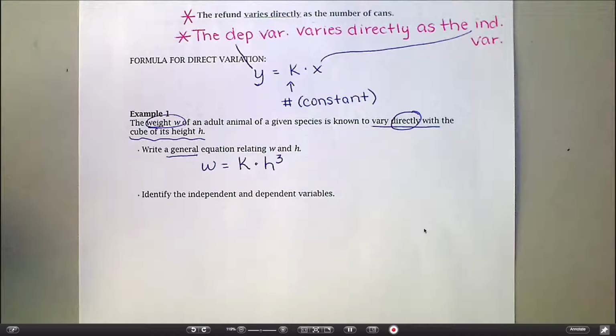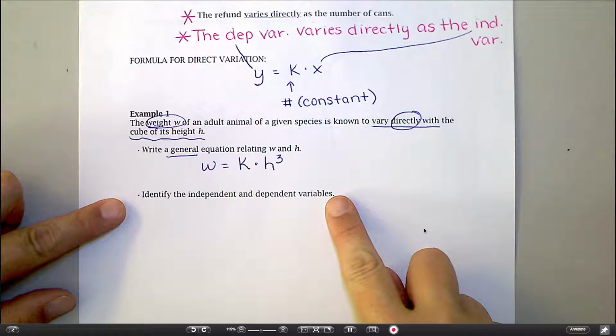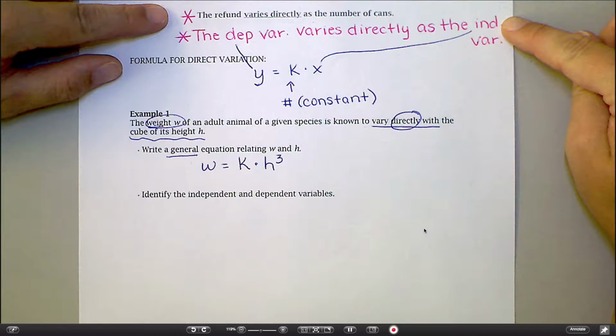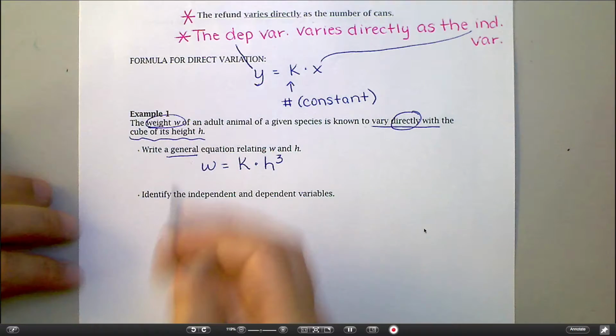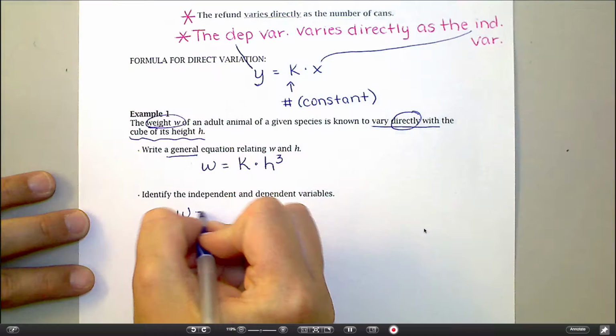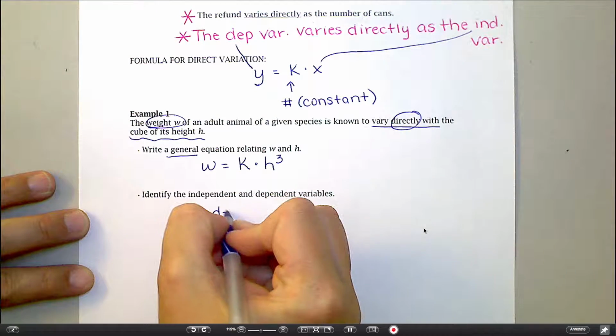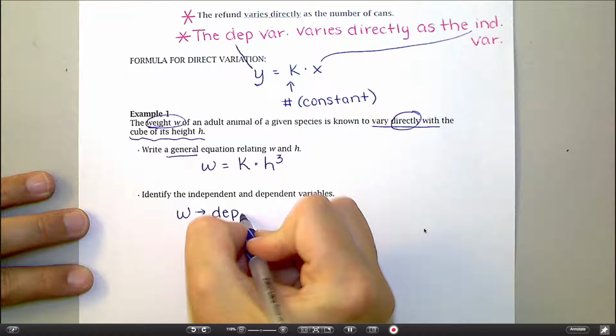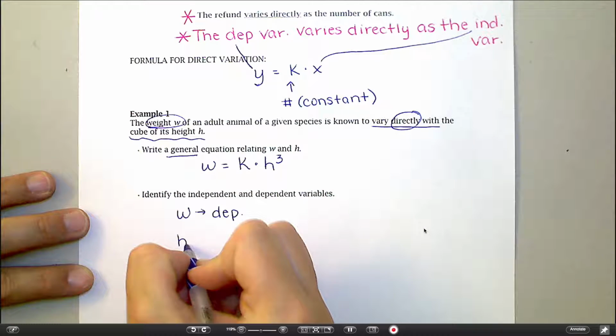Okay. And then it says identify the independent and dependent variables. Well, if we compare this sentence with this sentence that I wrote up here in pink, that should be easy to do. The weight is the dependent because it's the one that varies directly with something else. And then the height is independent.